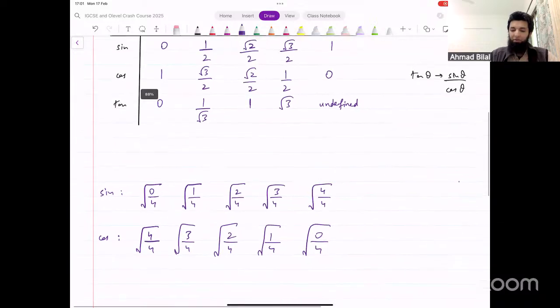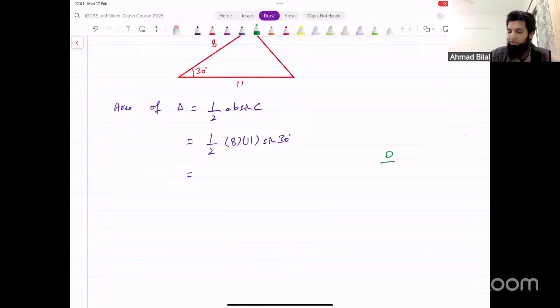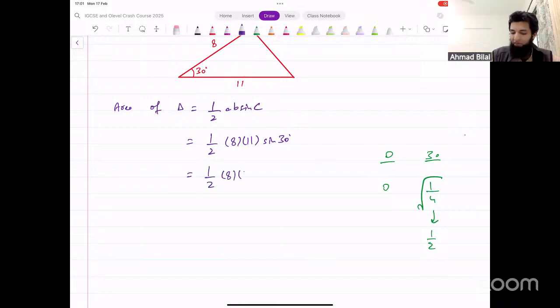I told you how to write them down like this. If you want to do it like this, sine of 30, you know that this is 0, this is 30. You start from 0 and then you write 1. Okay, so this is the number that you're looking for. You divide 1 by 4, take square root. What do you get from that? 1 over 2. So sine 30 is supposed to be 1 over 2. You can just input that value here now and you get your result.